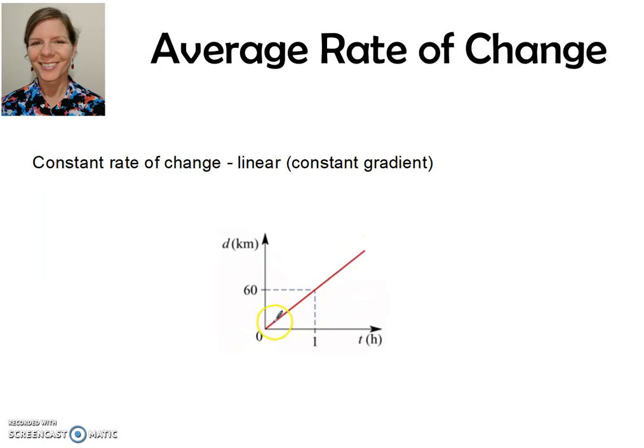It's directly proportional, so we're looking at a linear relationship. It's got a constant gradient. And for this one, we're saying, well, if you travel 1 hour, then you've travelled 60 kilometres, therefore you are travelling at 60 kilometres per hour. Okay, and we know that it's 60 kilometres per hour because the gradient, or the slope of the function, is 60, and it's constant, so that's just a constant speed. So we say that when you've got a constant rate of change, then that produces a linear graph with a constant gradient. So the rate of change of a function is the gradient of that function.